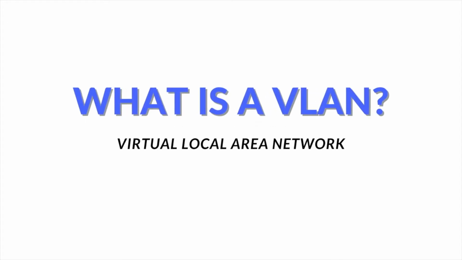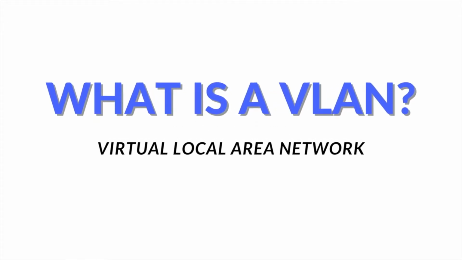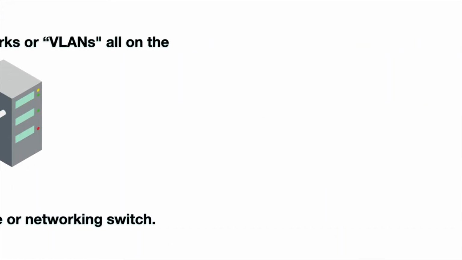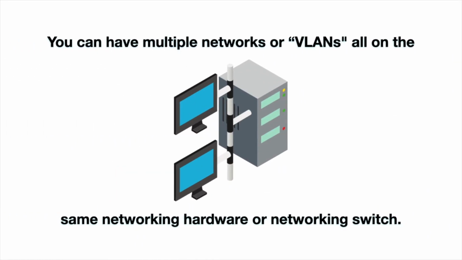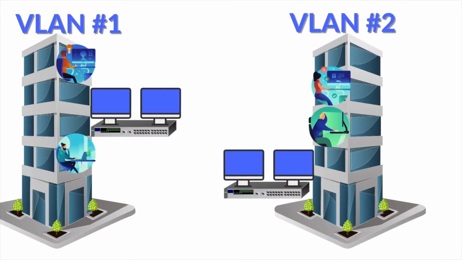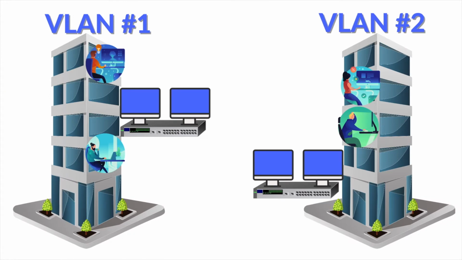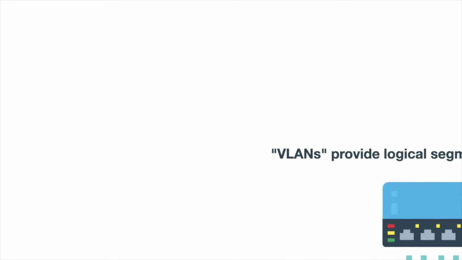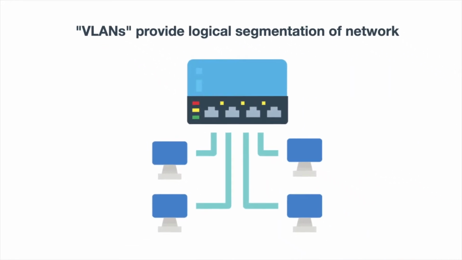What is VLAN? VLAN is a virtual local area network. 1. You can have multiple networks or VLANs all on the same networking hardware or networking switch. 2. Traffic is still completely separated between VLAN 1 and VLAN 2, but it's done logically inside the switch rather than physically. 3. VLANs provide logical segmentation of networks.